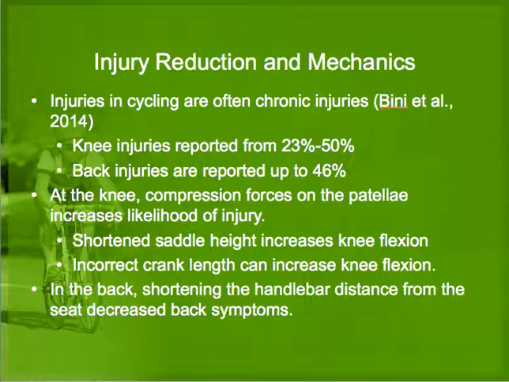Injuries in cycling are often overuse injuries. The knee and lower back are typically the most affected. The knee is reported as an injury 23 to 50% of the time, while the lower back is reported around 46%. Too much knee flexion will increase compression forces on the patella, leading to chronic knee conditions. Decreases in saddle height or incorrect crank length can introduce excessive flexion at the knee, therefore increasing load on the patella. Lastly, handlebar distance can influence tension forces on the lower back and lead to injury.